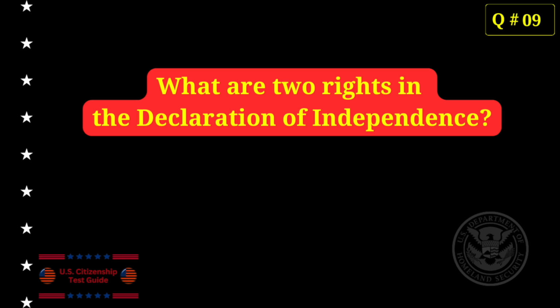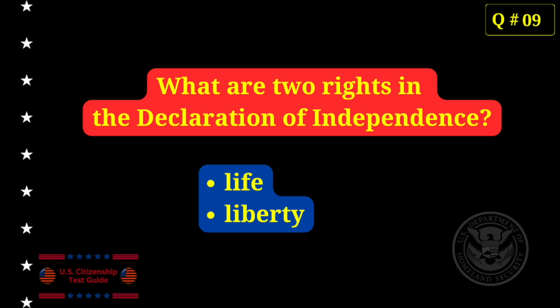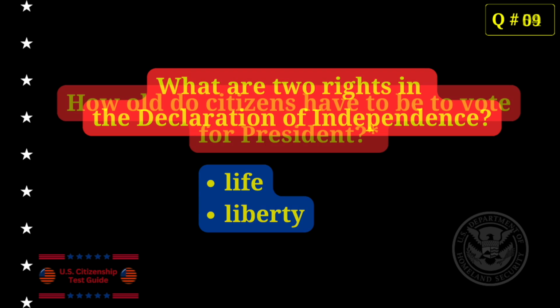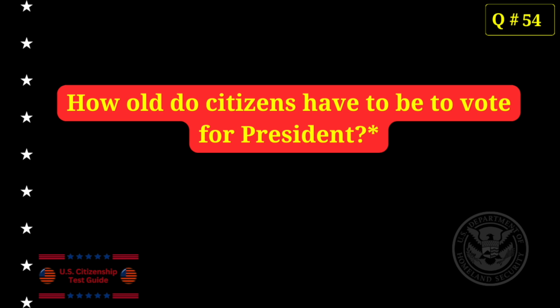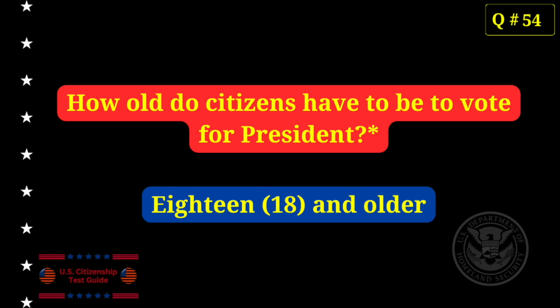What are two rights in the Declaration of Independence? Life, liberty. How old do citizens have to be to vote for president? 18 and older.